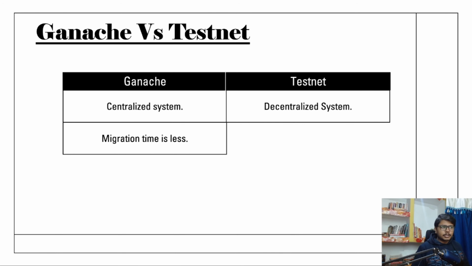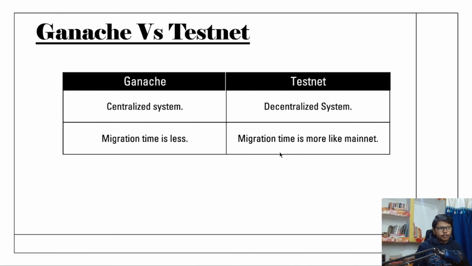Second thing about Ganache is that the migration time, or I will say the time for any operation that you do on Ganache, is very low, right? Because Ganache is just working on your system. While if we talk about a test network, migration time is just like your main network. So it takes around 15 to 30 seconds or more for your transaction to get processed, right? Just like the Ethereum main network.